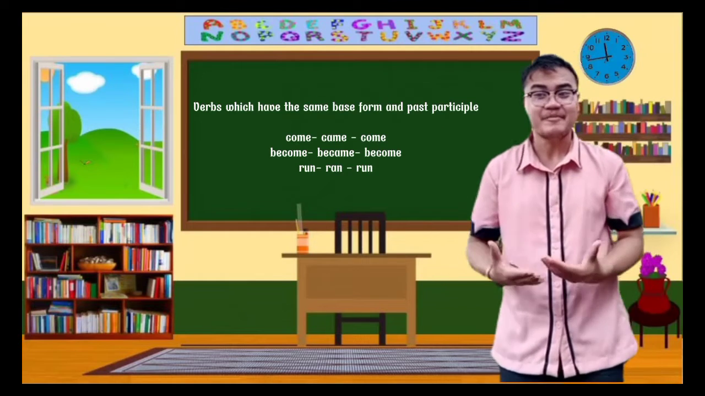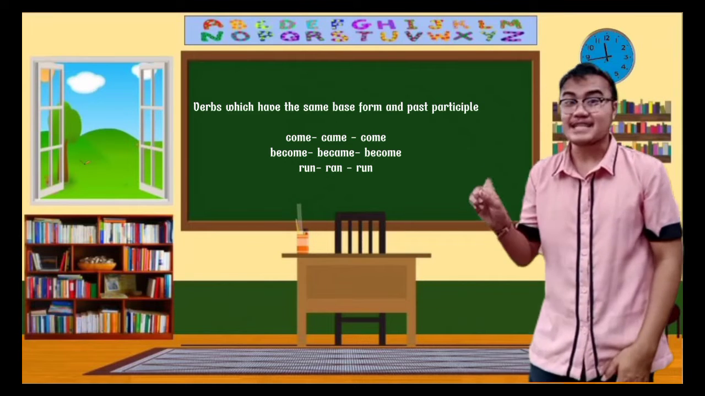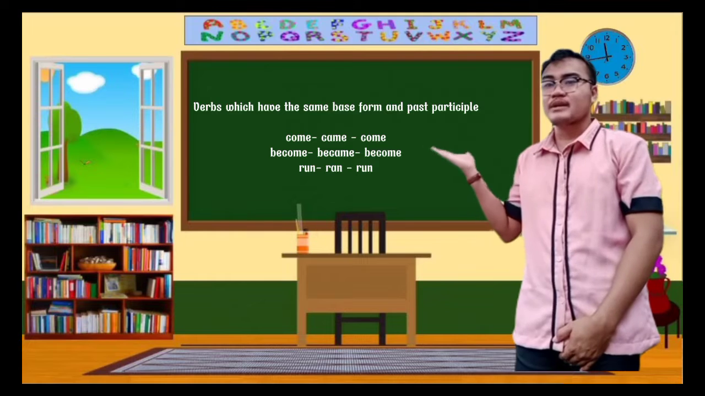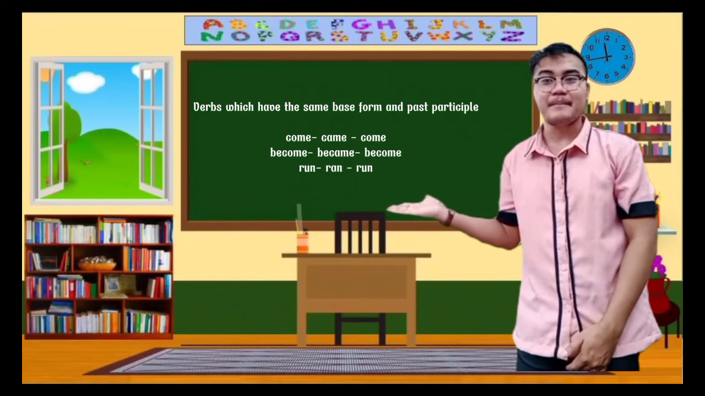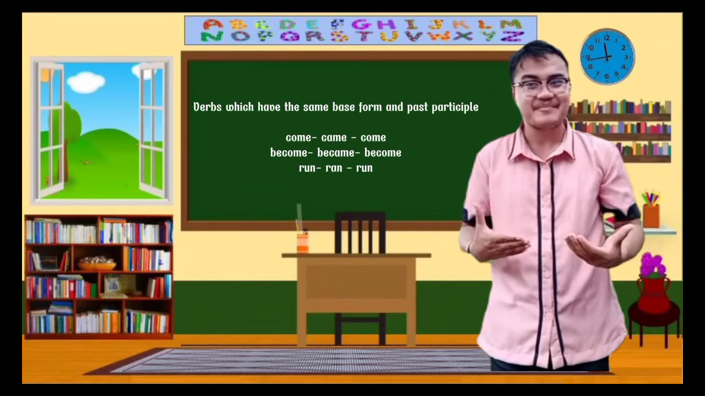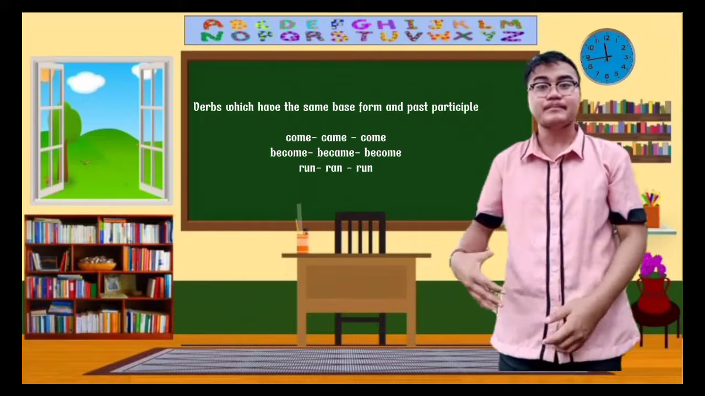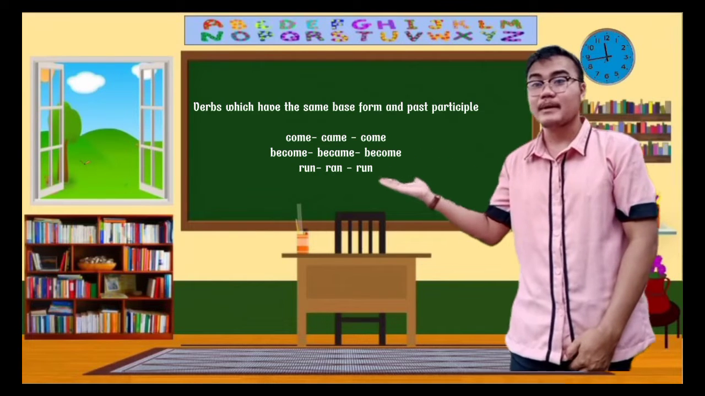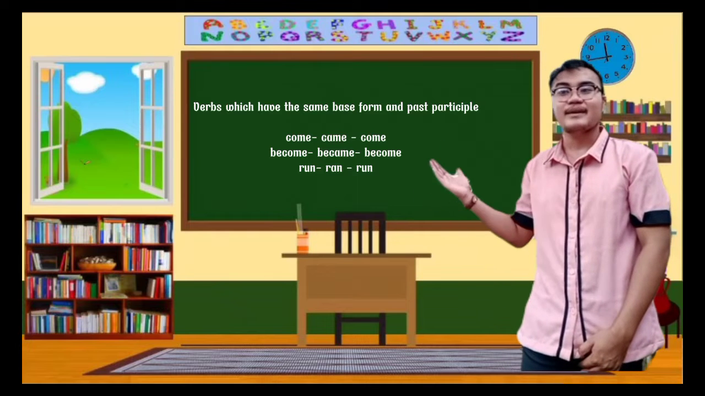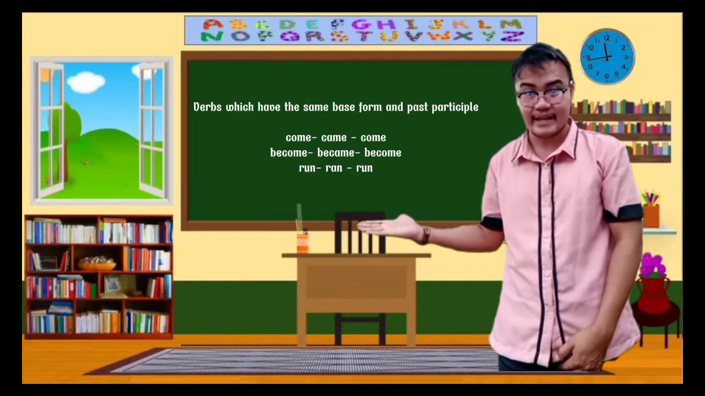And here are the examples of verbs which have the same base form and past participle. The base forms: come, become, and run. So the past simple of come is came. The past participle is also come. Become, became, and the past participle is become. Run, the past simple is ran, and the past participle is run.